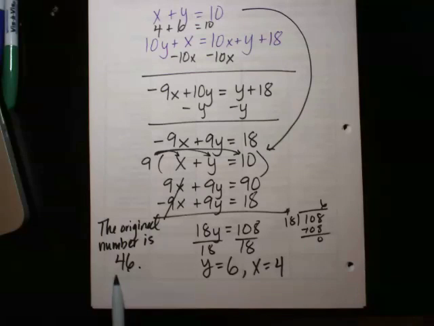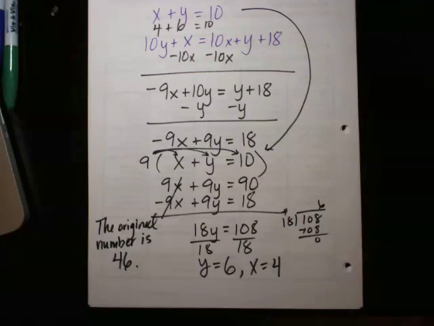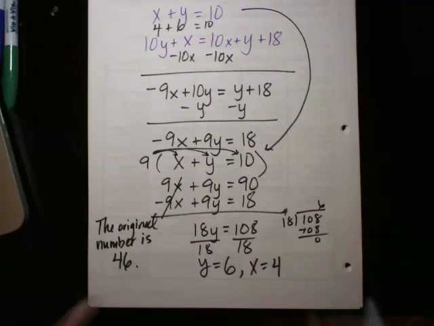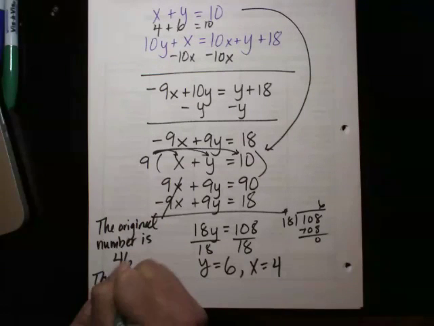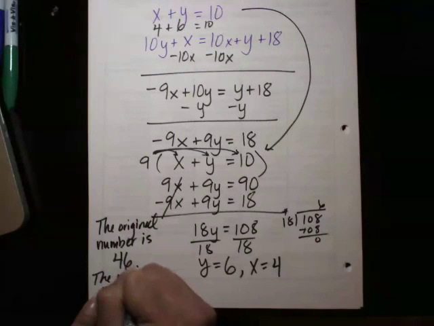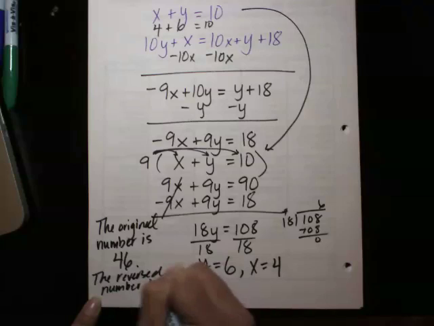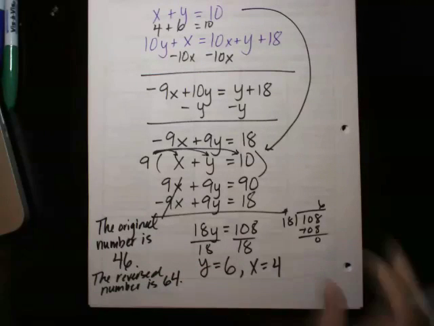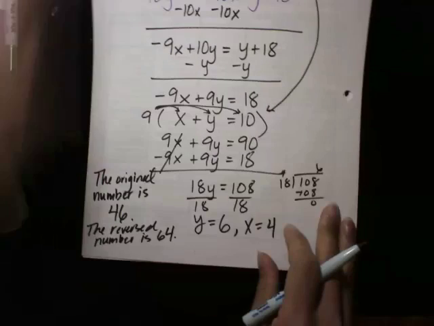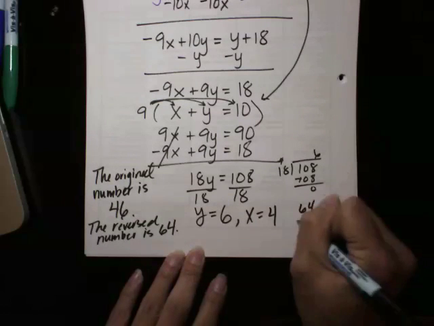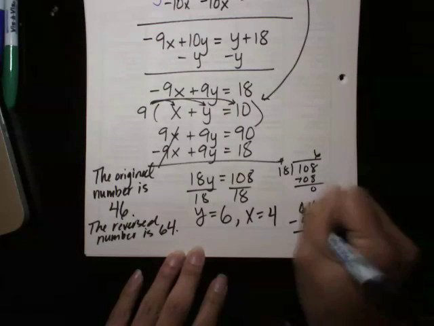If we add the digit 4 and the digit 6, do we get 10? Yes, we do. And let's think about what happens when you reverse the digits. Reversing the digits, you get 64. Let's see if 64 is indeed 18 more than 46. We have 64, subtract 46. Let's see what happens.